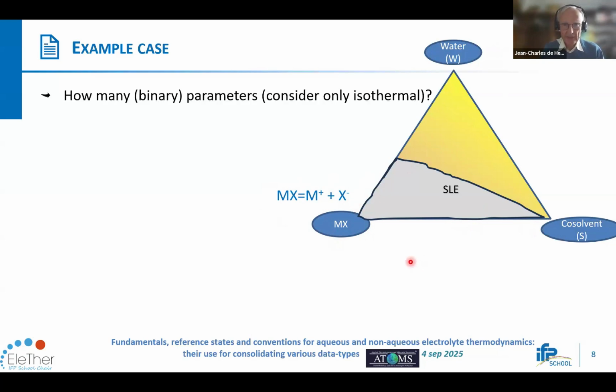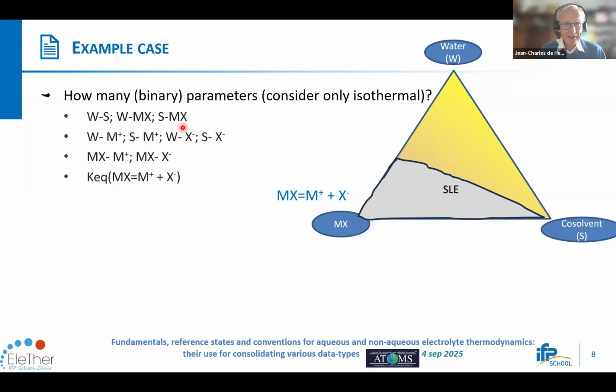So when we have this type of system, how many parameters do you think that we will have if you consider that we have a model that contains only binary parameters? I'm asking, but I'm replying because we don't have much time. I have lots of things to say. I've counted them. We have 10. We have 10 binary parameters only on an isothermal system.